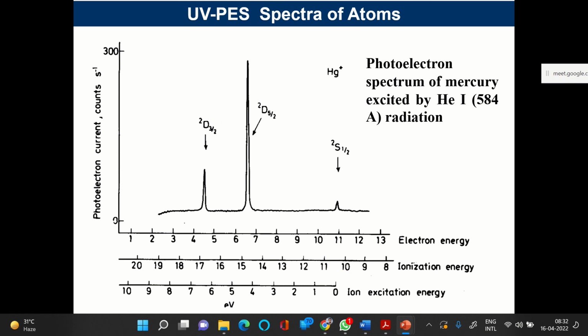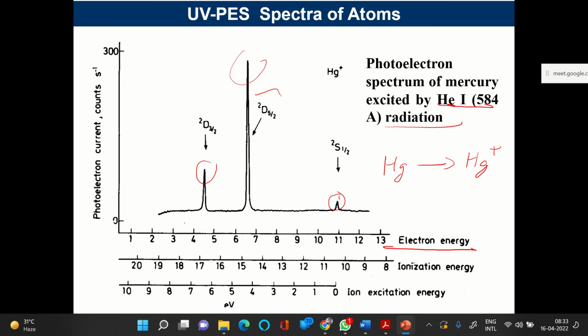So the first example that we are taking is the UV photoelectron spectra of an atom. This is using a helium-1 source, 584 angstrom, that is 58.4 nanometers. This is the spectrum that is obtained for mercury when Hg is converted to Hg plus. So you can see the x-axis, immediately below it you are seeing electron energy. So this is the kinetic energy of the electron plotted, and you get signals, a small signal appearing over here, something like this appearing over here, and the maximum corresponding to this.